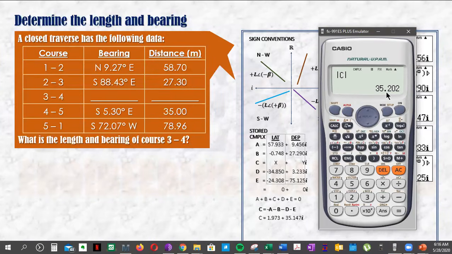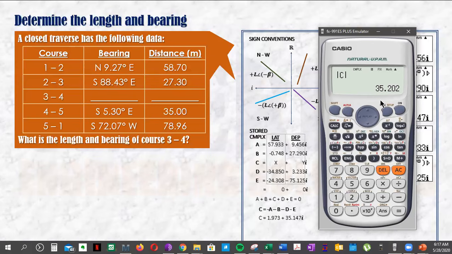Remember earlier I got 35.201. Here it's 35.202. It's close enough, no? As you can see, I no longer wrote down the latitudes and the departures. I just stored them right away in complex. So it's really easy. Now, knowing that both are positive, that means it's northeast.